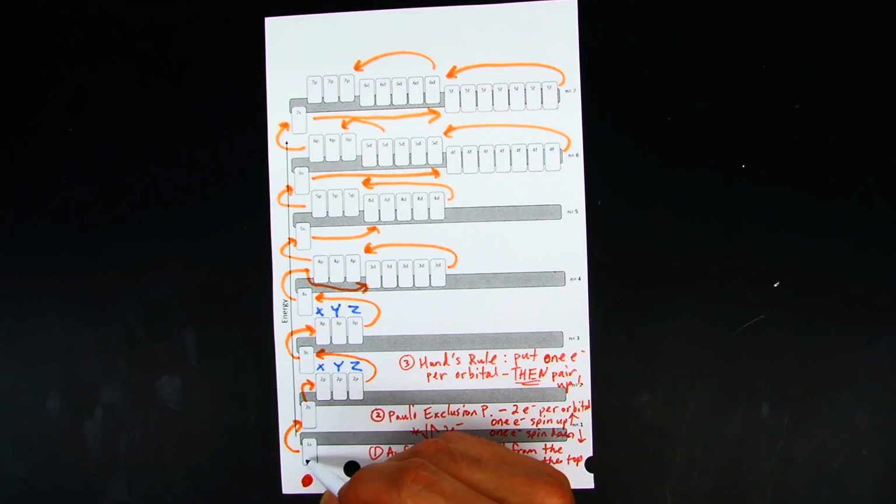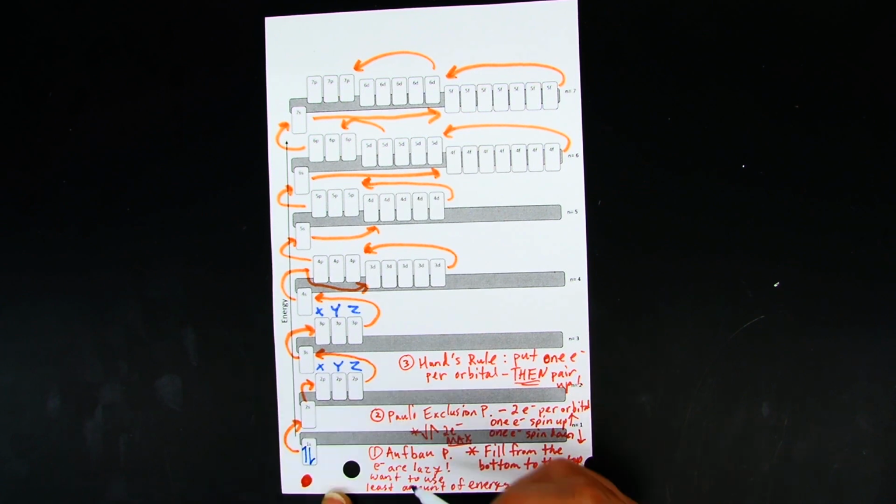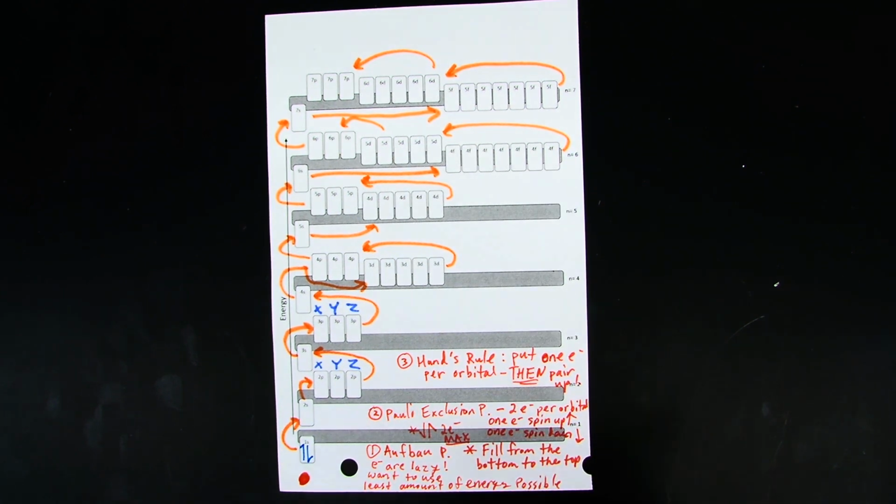We're going to put 2 electrons, spin up, spin down. So there's 2 electrons, and we're obeying the Pauli exclusion principle, making sure that the electrons have opposite spin and we only have 2 electrons in our orbital. We're starting at the lowest energy level, following the Aufbau principle. So there's 2 electrons, and we have 7 more.